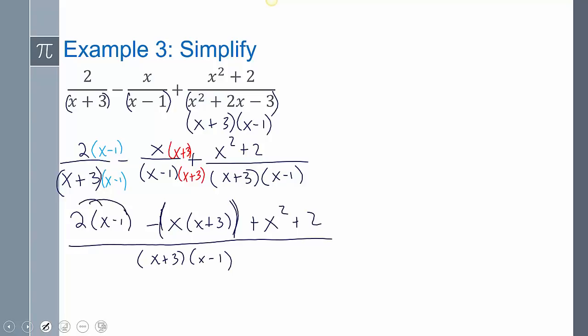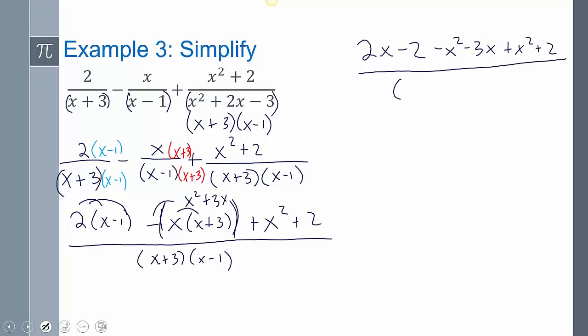So distributing that 2, 2x minus 2, that is x squared plus 3x. So distributing that negative, so minus x squared minus 3x. And then I have the plus x squared plus 2. And that's all over x plus 3 and x minus 1. So now things that cancel out, the negative x squared and the positive x squared, the negative 2 and the positive 2. And so it looks like I just have 2x minus 3x, which is negative x.